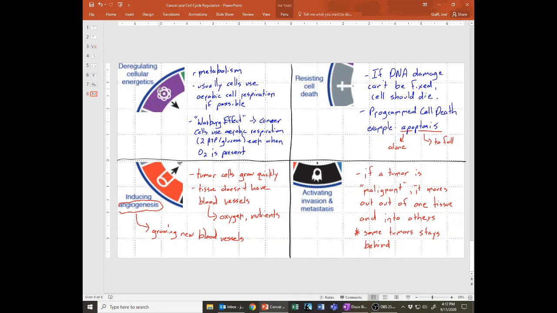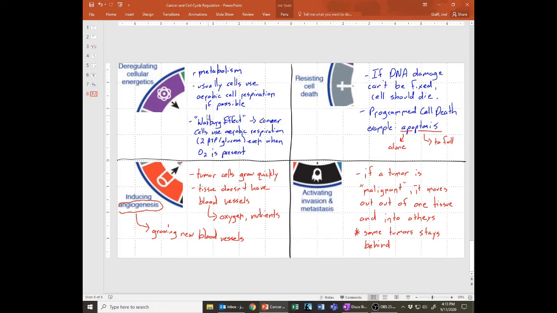Deregulating cellular energetics. So we've just finished talking about metabolism. We went through cellular respiration, and we know that there is aerobic and anaerobic respiration. Aerobic respiration, you get a lot of ATP, over 30 ATP typically per glucose molecule that's broken down. So usually cells will choose the aerobic respiration if possible, if oxygen's around. If oxygen's not around, cells do anaerobic respiration, and the problem there is that you only get 2 ATP per glucose, and then you get some waste products.